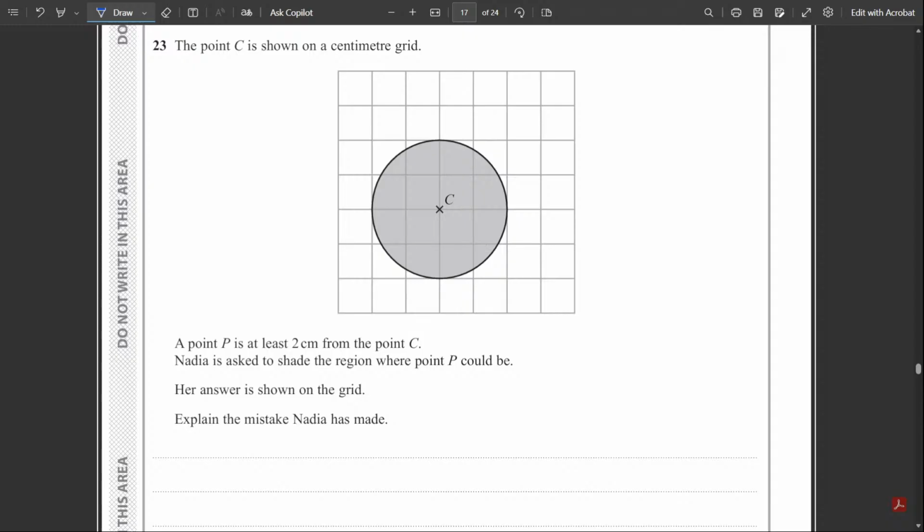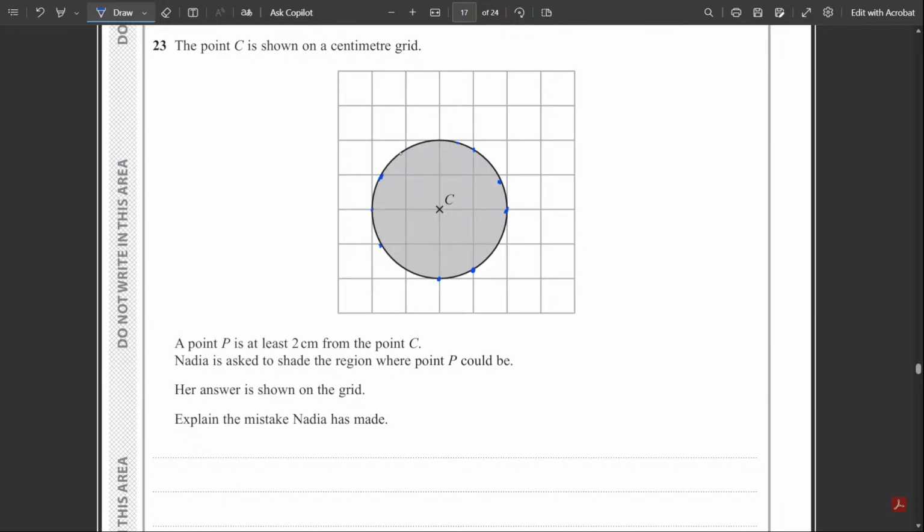The point C is on the centimeter grid. Okay, so the radius of this circle is 2 centimeters. Now the point P is at least 2 centimeters from point C. So P can be minimum on the circle. That's the minimum where the P can be. Okay, at least 2 centimeters away.